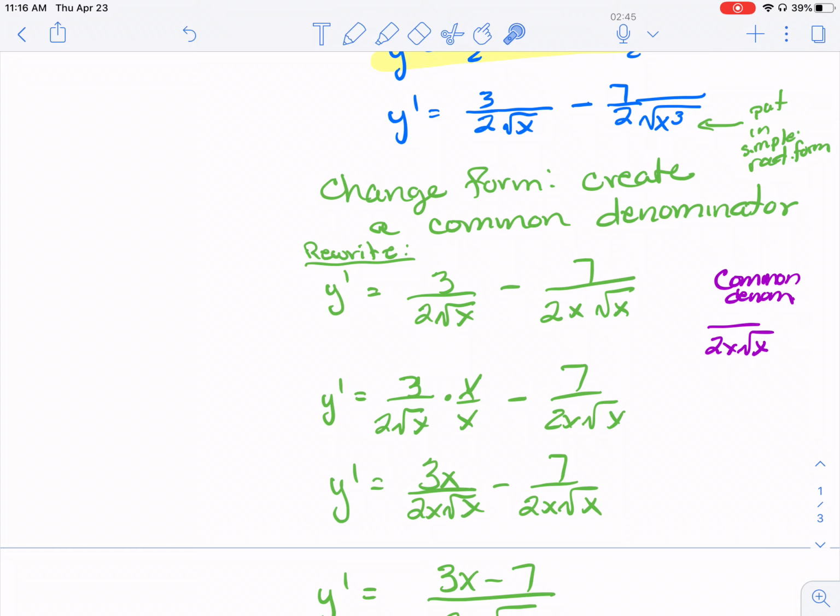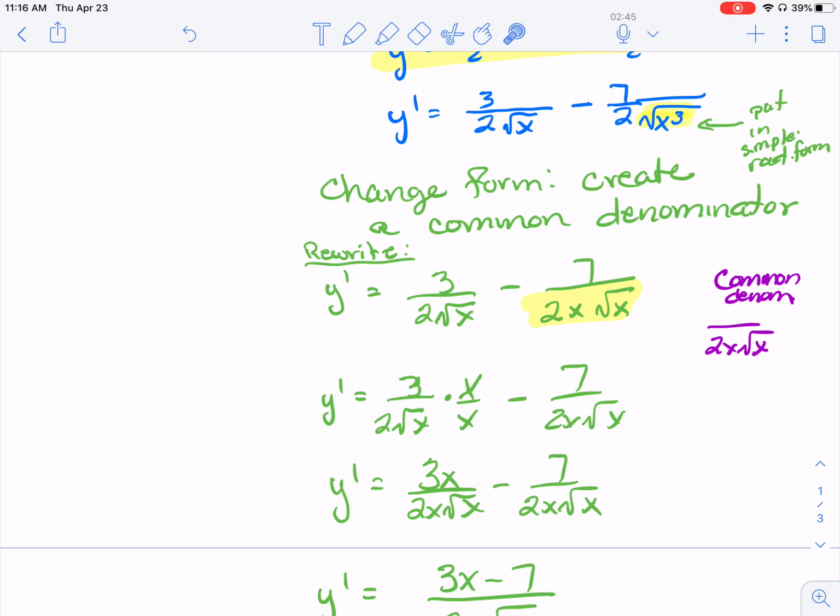So the square root of x cubed right here turns into a 2x times the square root of x, because x cubed is 3 x's being multiplied. I took 2 of them, broke it out as this x right here.